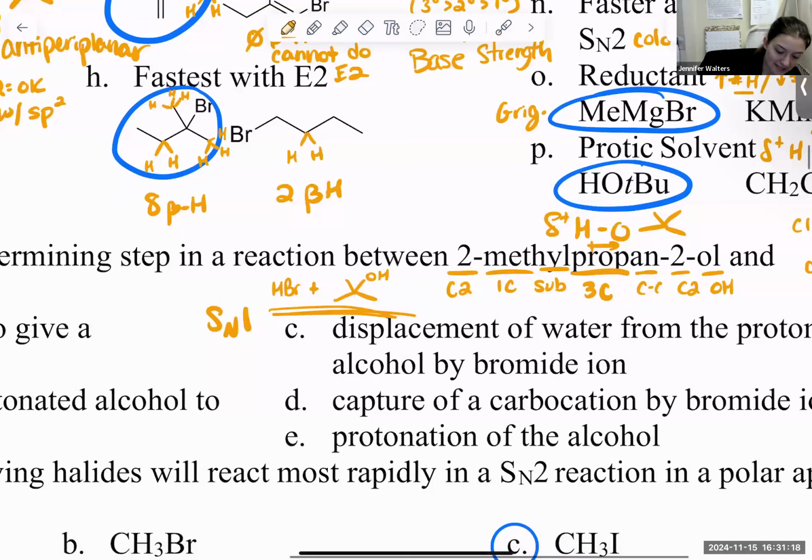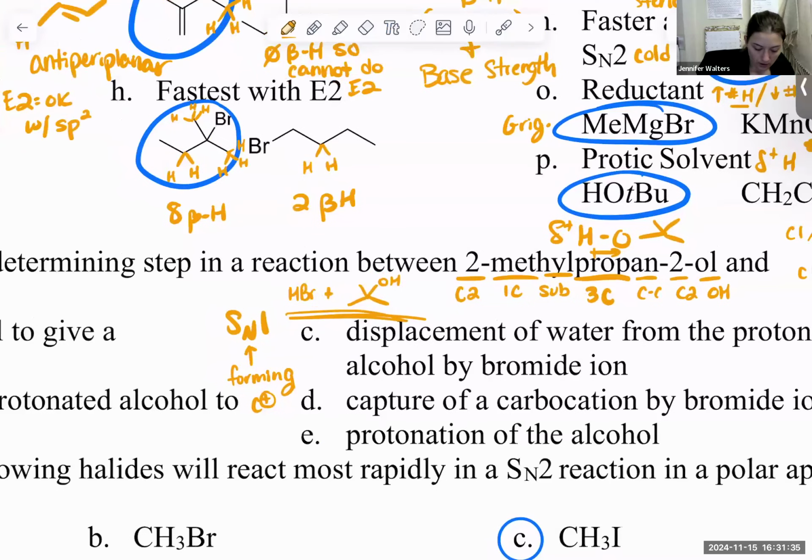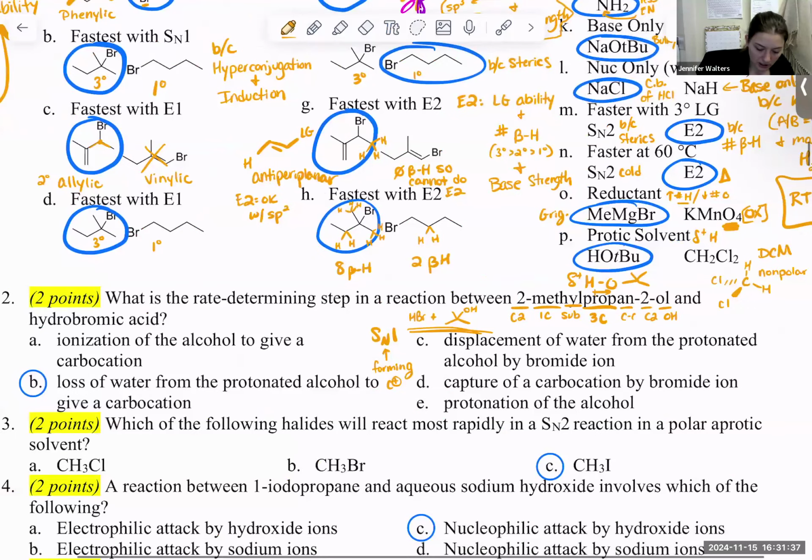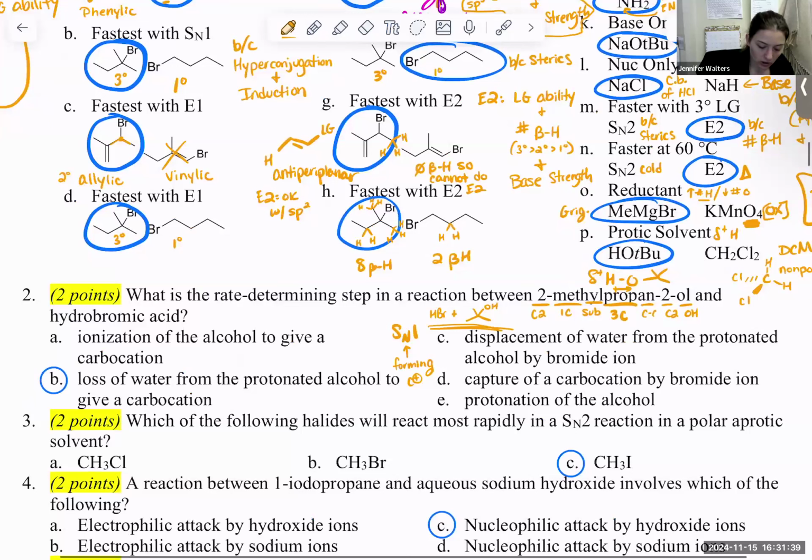So my slow step in SN1 is going to be formation of my carbocation. So I'm going to look for the step that is describing the loss of the water molecule to form a carbocation. So when I consider these options, I have ionization of the alcohol to give a carbocation. No, because remember, we are never going to straight ionize that OH. That OH is a bad leaving group.